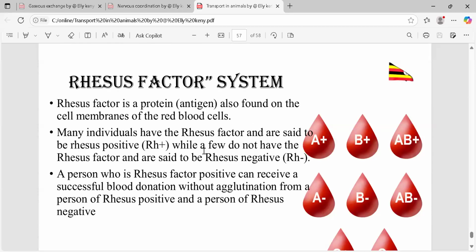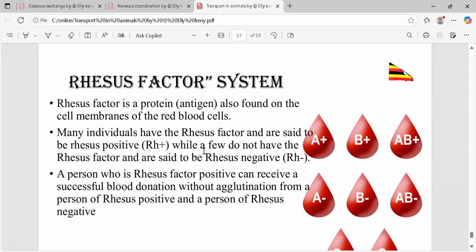Okay. So for now, we have understood how blood is shared between the blood groups. Now we bring in another factor, which is called the rhesus factor system. Now, how do we get to this rhesus factor? Rhesus factor was got from a rhesus monkey, which is where the first experiment was carried out. That's why it got the name rhesus factor. So rhesus factor is just a protein, sometimes called the D antigen in some books. It is a protein also found on the cell membrane of the red blood cells.